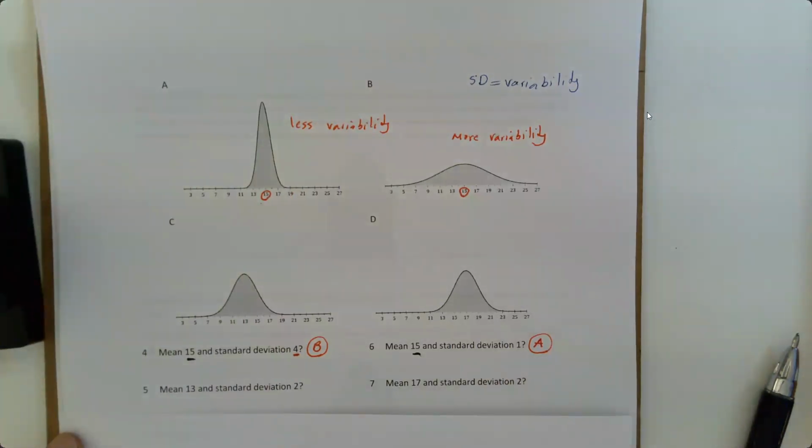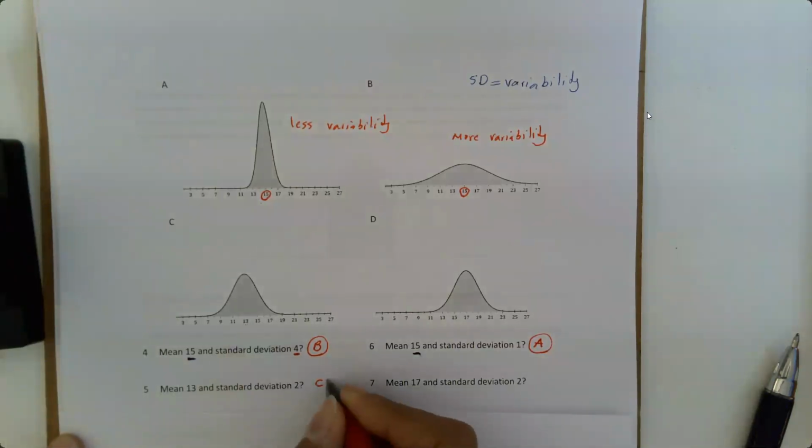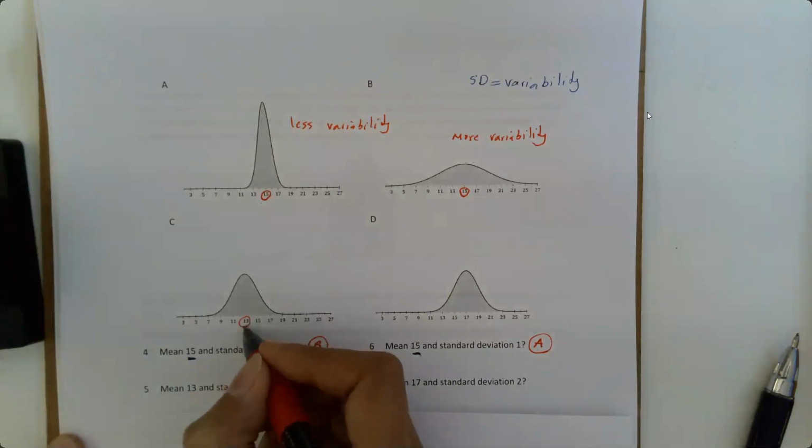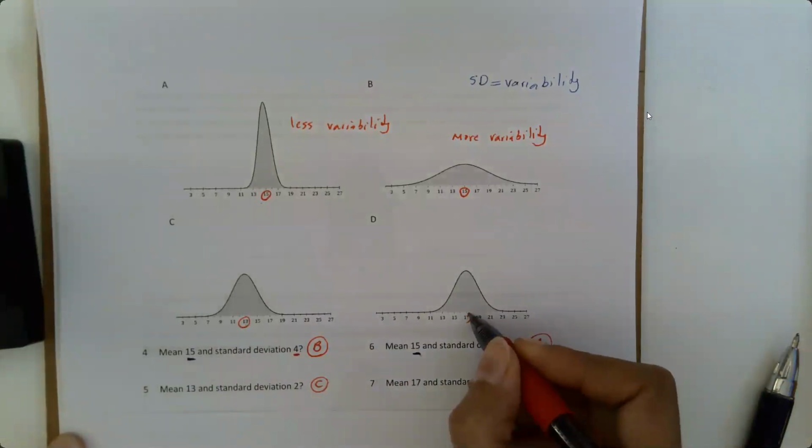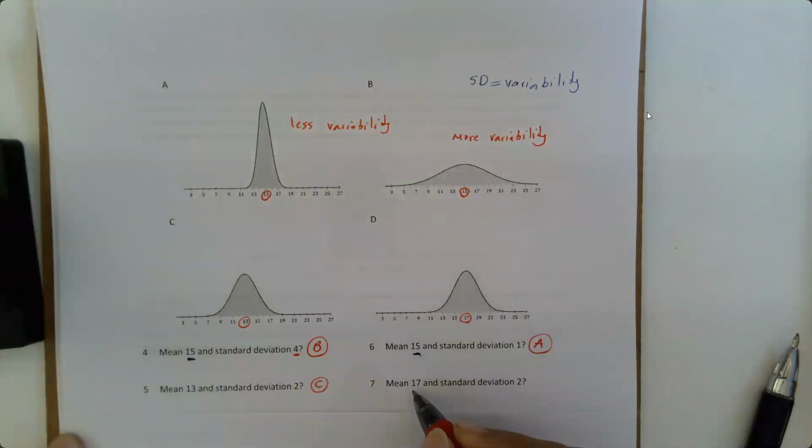Very well. Now think about question 5. The mean is 13. Okay, I see the mean equals 13 here. So it means that the answer is C. And finally, we're left with the last normal distribution with mean equals 17. So just right here. So this is my D.